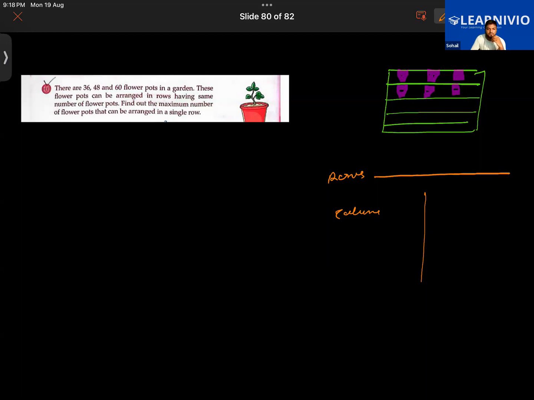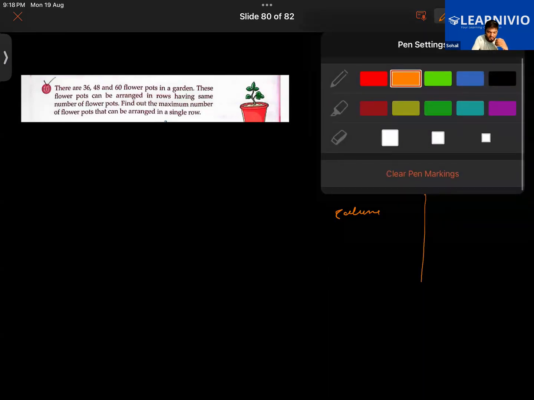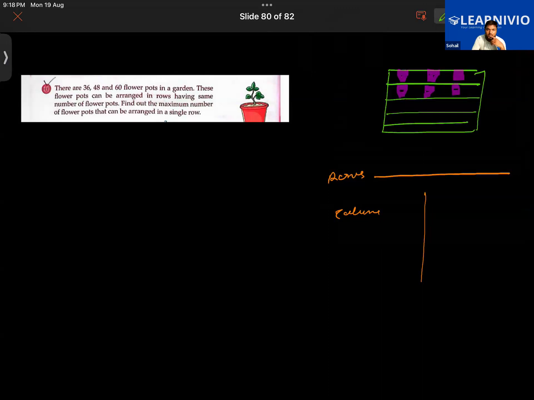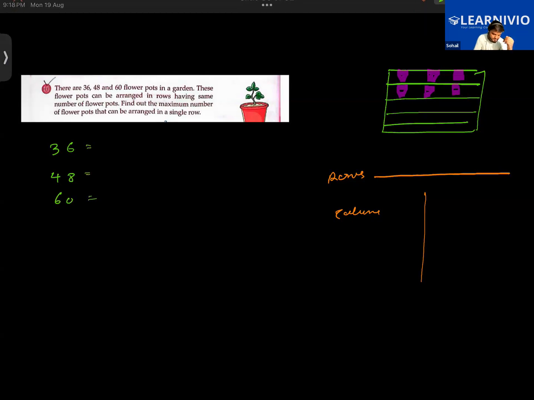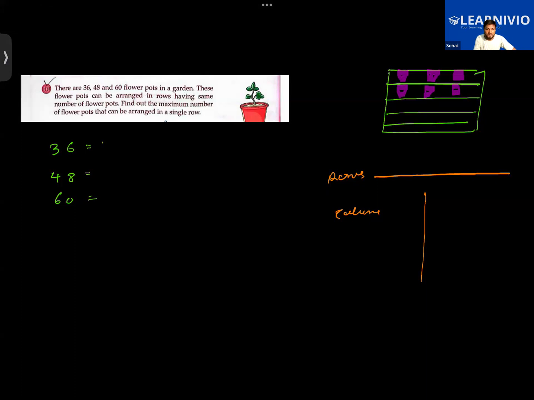I found the factors of 36. Okay, you are using the prime factorization method. No, listing. Listing, okay. Find the factors of 48 also and for 60 also. Can I first tell if 36 is wrong or correct? Okay, tell me.